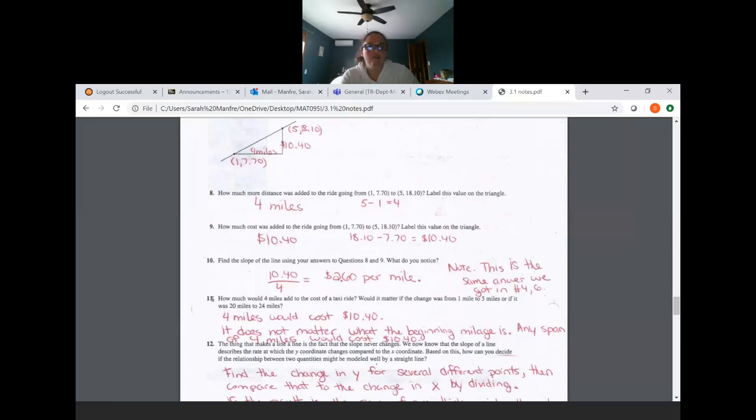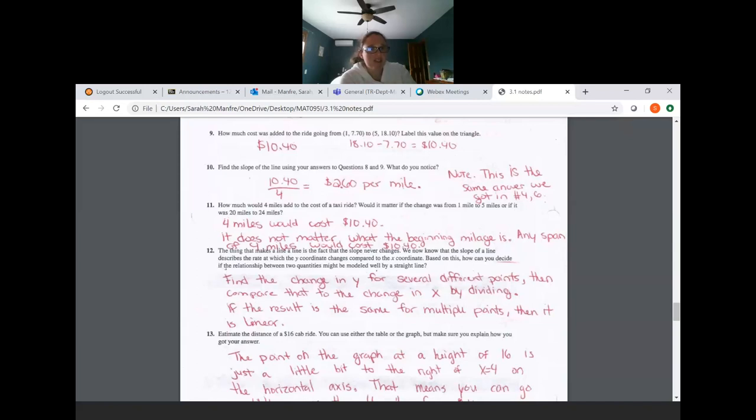How much would 4 miles add to the cost of a taxi ride? Well, 4 miles cost $10.40, right? So would it matter if you changed it from 1 to 5 miles or if it was 20 to 24 miles? No, it doesn't matter because you're only paying $2.60 per mile. So if you do $2.60, multiply it by 4, that's how much money you're paying for those 4 miles. And then you just have to factor in that initial fee. So it doesn't matter what length of the segment you're going, 4 miles will always cost $10.40.